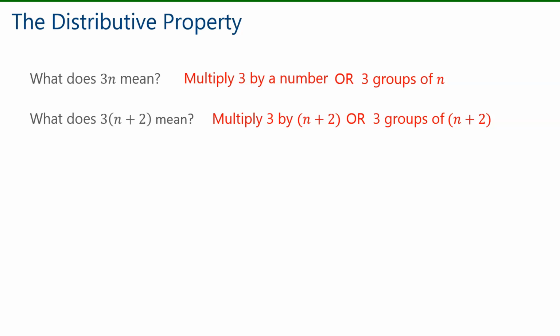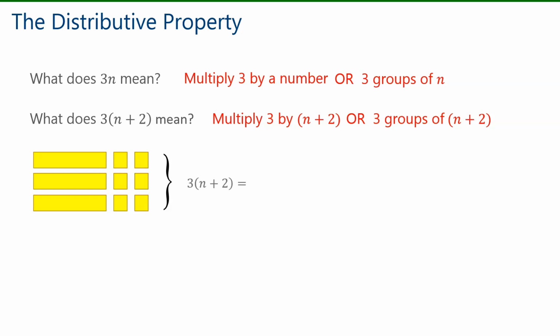So if we were to model that, we would draw n plus 2 three times. So we can rewrite that, and 3 groups of n plus 2 would be n plus 2 plus n plus 2 plus n plus 2. And altogether, we have 3n plus 6.